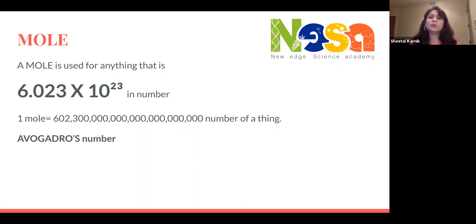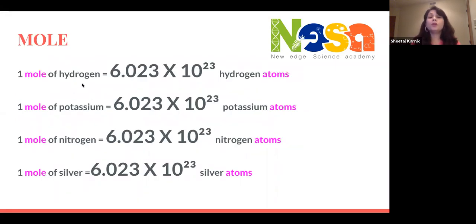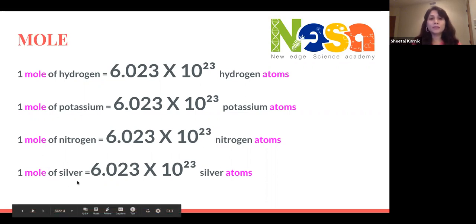So let's look into how chemists apply this concept of mole across various concepts in chemistry. So 1 mole of hydrogen equals 6.023 times 10 to the 23rd hydrogen atoms. Same is the concept for potassium. Well, for nitrogen as well, you will see 6.023 times 10 to the 23rd nitrogen atoms is 1 mole of nitrogen. You can use the same concept for silver.